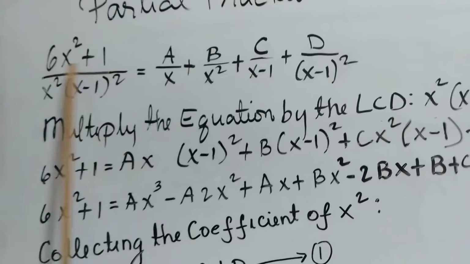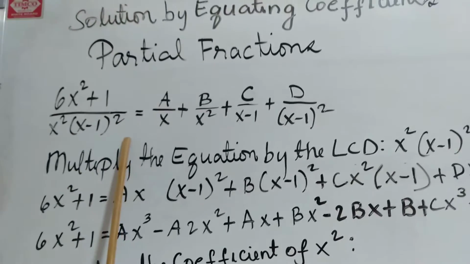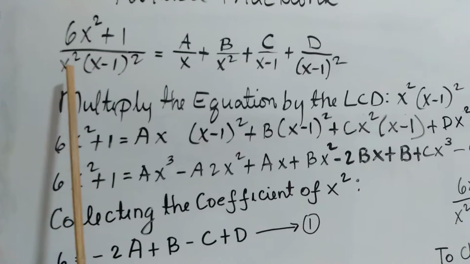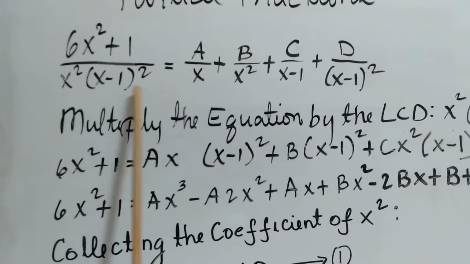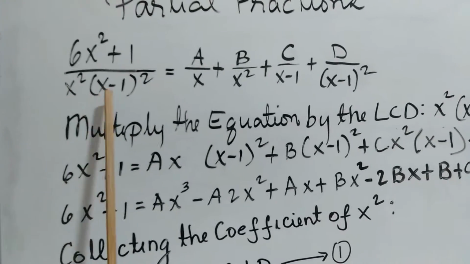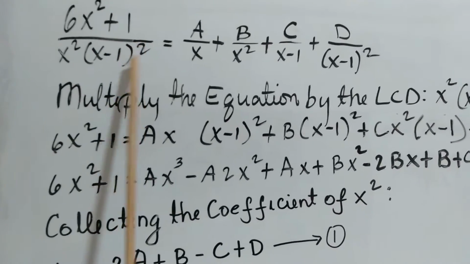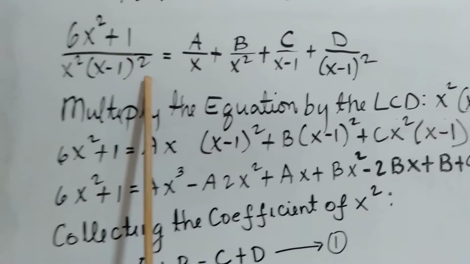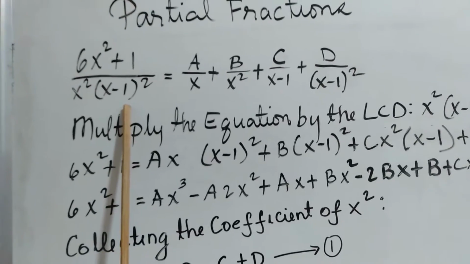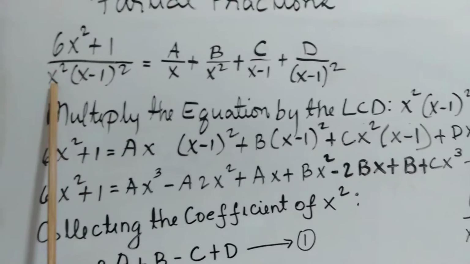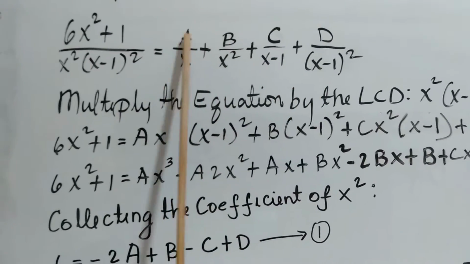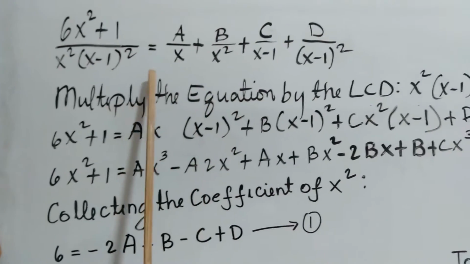You will notice the denominator is composed of repeated linear factors. This one is x times x and this one is x minus 1 quantity squared. Since we have these two factors here, this will be decomposed into partial fractions. So we are going to have 4 partial fractions.